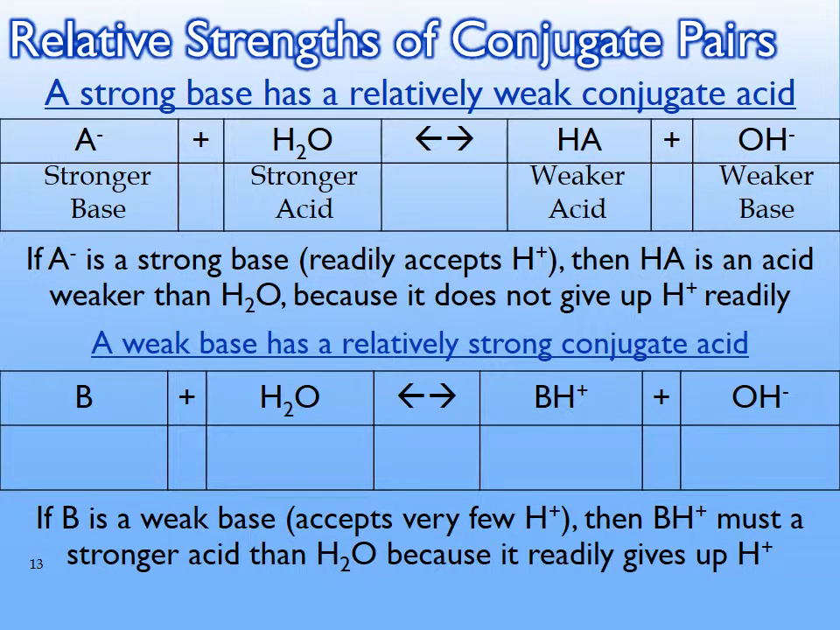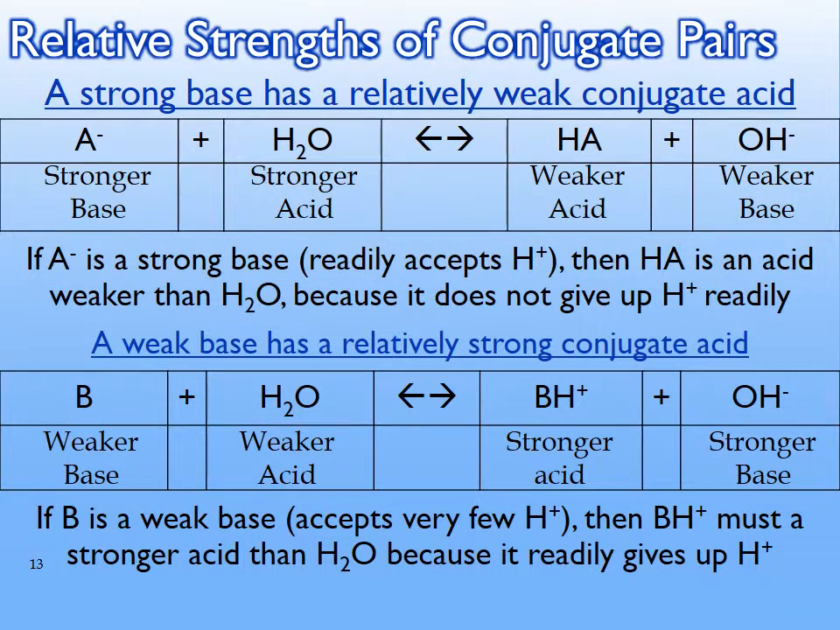if B is a weak base, in other words, it accepts very few hydrogen ions, then the BH plus ion must be a stronger acid than water, because it readily gives up hydrogen ions in order to keep the equilibrium on the left side. So if B is a weaker base, then this must be the stronger acid. Consequently, this must be the weaker acid, and the hydroxide ion, the conjugate base of water, must be the stronger base.